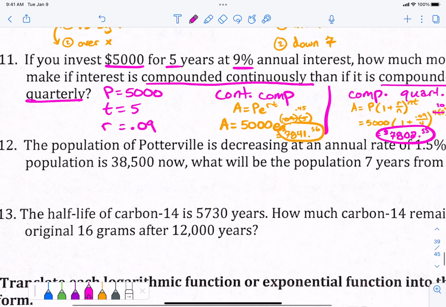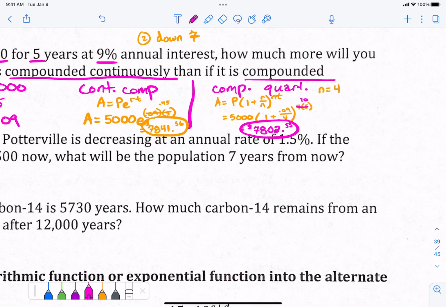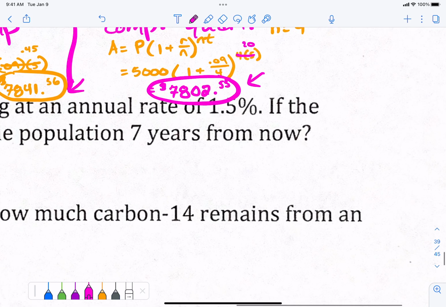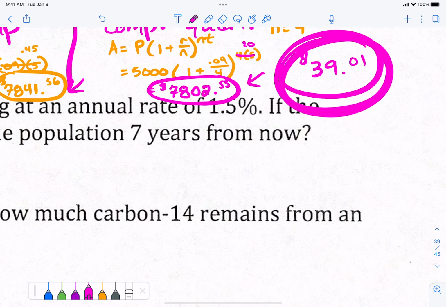Now it's not asking for both of those numbers. It says how much more will you make doing this versus doing this. So what's that mean? Subtract them, maybe like $38 and something cents. $39.01. Perfect. That's the final answer. Make sense?